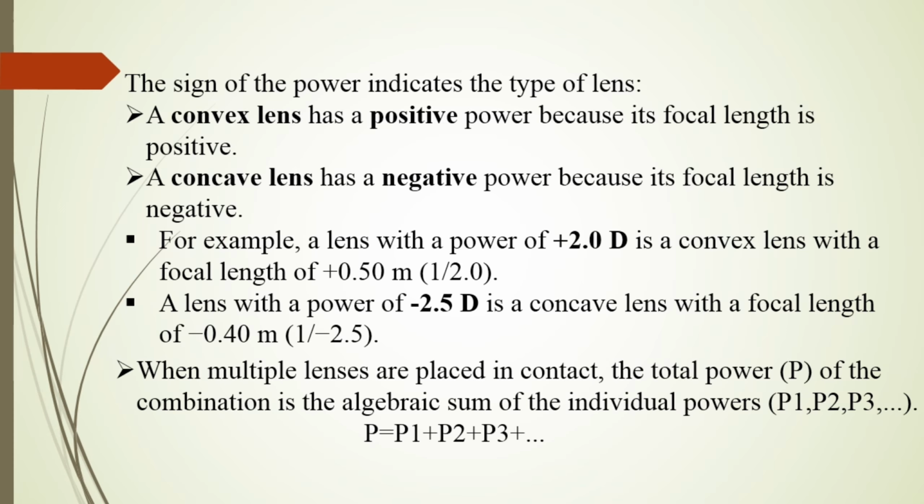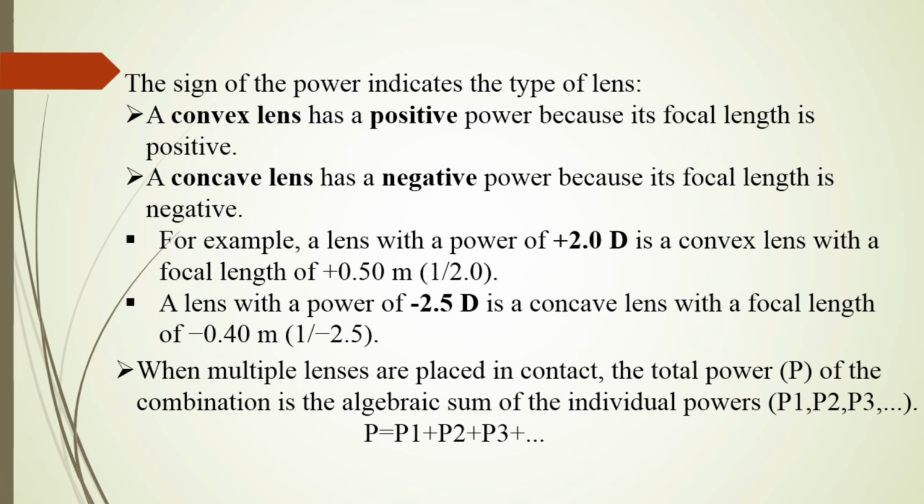The total power, represented by the letter P, is simply the algebraic sum of the powers of each individual lens. If we have lenses with powers P1, P2, P3 and so on, then the total power P is calculated as P = P1 + P2 + P3 + and so on. This means we add the powers of each lens together, taking into account their signs, positive for convex lenses and negative for concave lenses. The resulting total power determines the overall focusing ability of the lens combination.